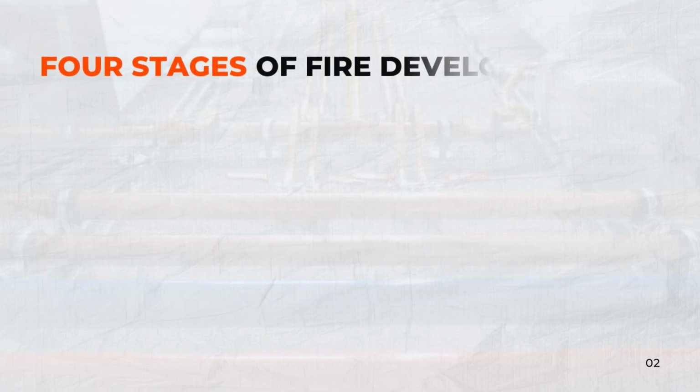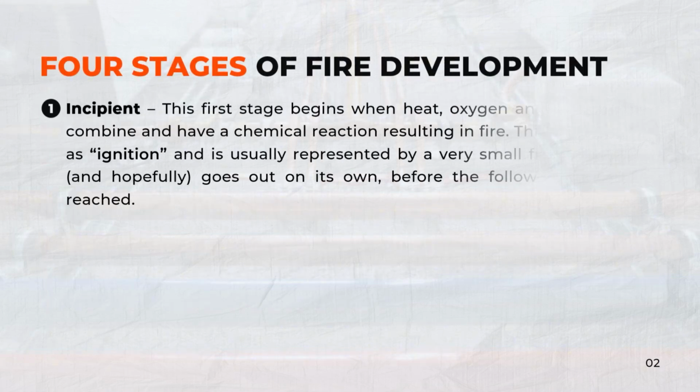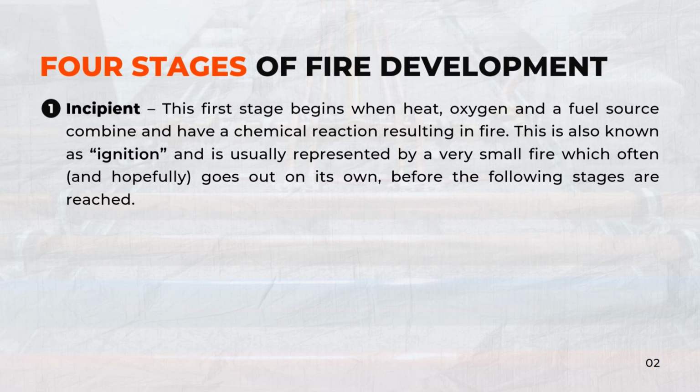Four stages of fire development. First, incipient. This first stage begins when heat, oxygen, and a fuel source combine and have a chemical reaction resulting in fire. This is also known as ignition and is usually represented by a very small fire, which often and hopefully goes out on its own before the following stages are reached.